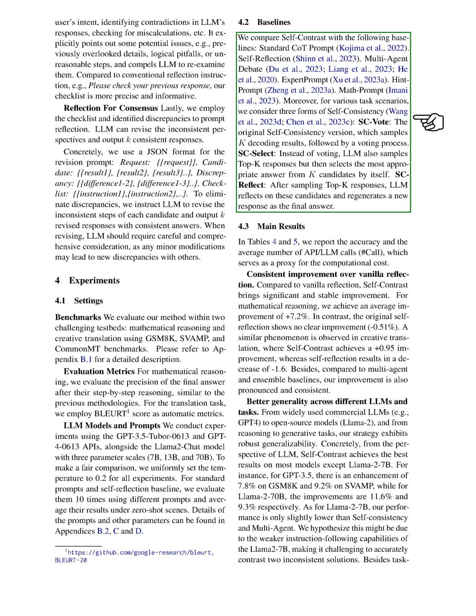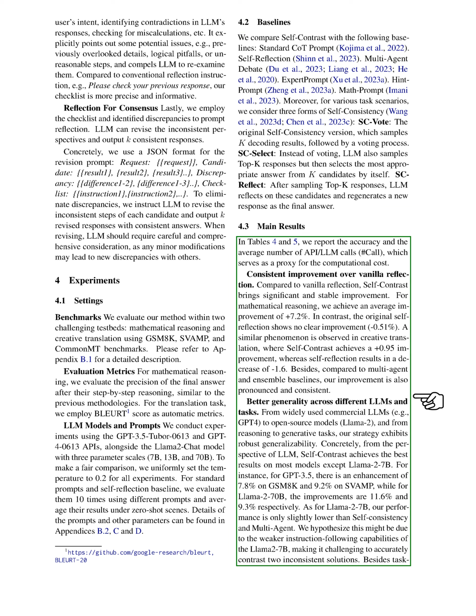Section: Main Results. In the section titled Main Results, we discuss the performance and efficiency of our method, self-contrast, in comparison to other approaches. We measure performance in terms of accuracy and the average number of API or LLM calls, which we use as an indicator of computational cost. Our findings show that self-contrast consistently outperforms the basic reflection method.